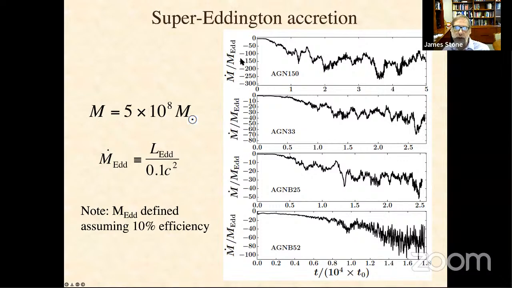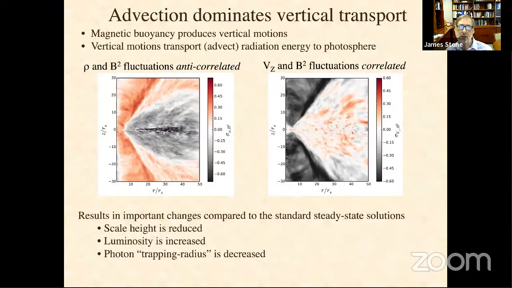So we're getting Eddington ratios that are 100 or more in these calculations, depending on what magnetic field geometry we assume, which drives the accretion through the MRI, and depending on what the surface density of the disk is initially. So the number at the end that labels the run is the mass accretion rate in units of the Eddington rate. So this is 150, 33, 25, and 52. So you see the accretion rate is highly variable, but there's a long-term average value, which can be, in this case, 150 times Eddington. So very highly super Eddington.